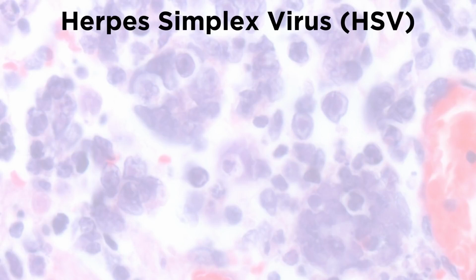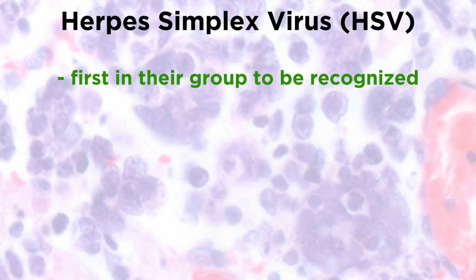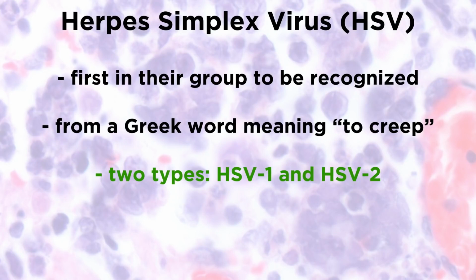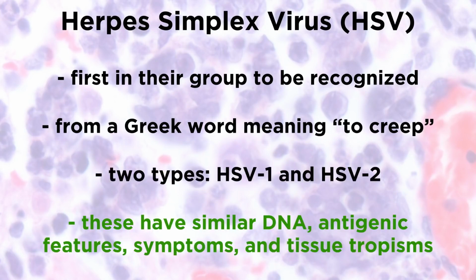Now that we've familiarized ourselves with human herpes viruses in general, we can get more specific. Herpes simplex viruses, or HSV, were the first in their group to be recognized. The name herpes comes from a Greek word meaning to creep. There are two types of herpes simplex viruses, HSV-1 and HSV-2. They share very similar characteristics, like DNA homology, antigenic features, symptoms, and tissue tropisms. However, there are some subtle but significant differences that set them apart.